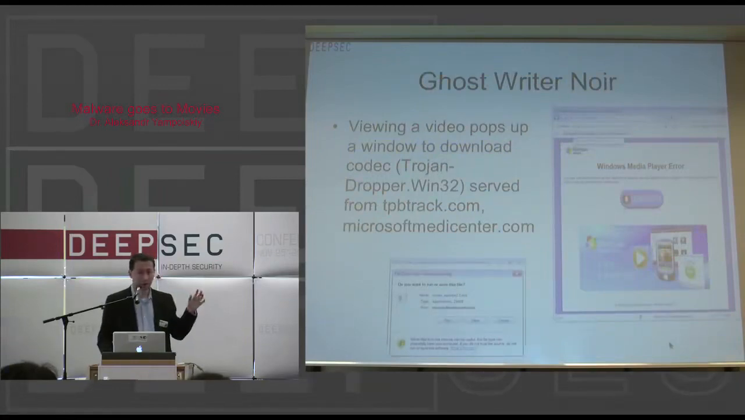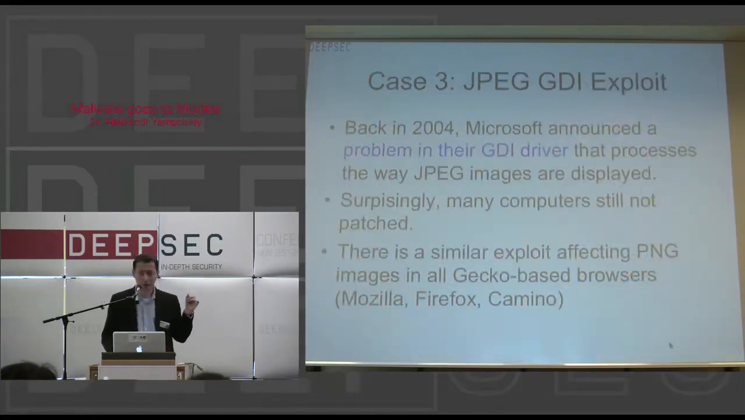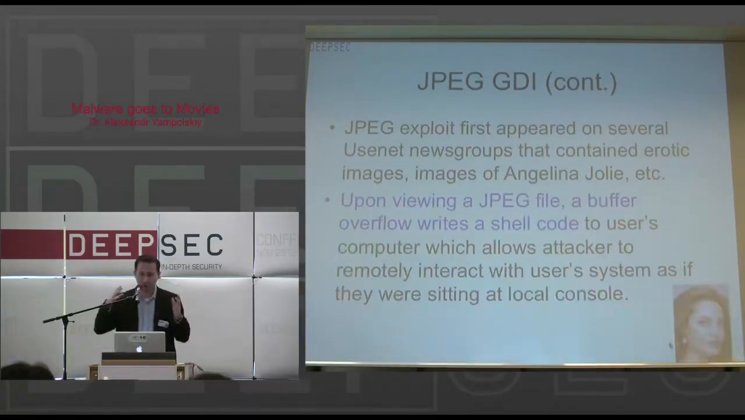So the last part about the case studies is the JPEG GDI exploit. So that's the image files exploit. And this is actually old news, but it's still being used because a lot of people don't patch their computers. So it's still very active. But back in 2004, there was a problem announced in the GDI driver that processes the way JPEG images are displayed. It was a buffer overflow, and there's a similar exploit affecting PNG images on Firefox, Mozilla browsers. And the basic idea is you double-clicked on an image, it used the buffer overflow, and it could establish a remote shell.